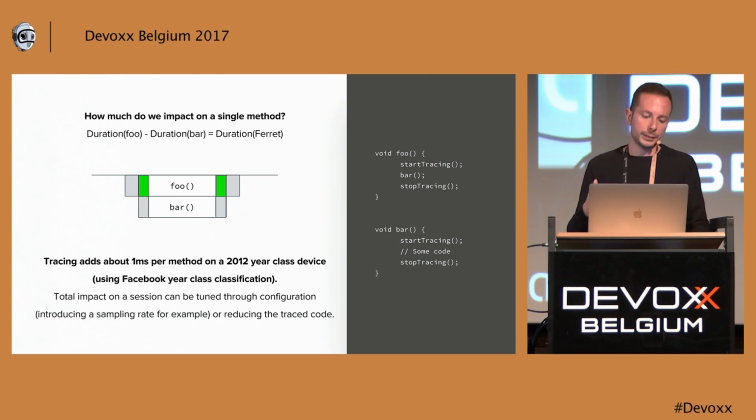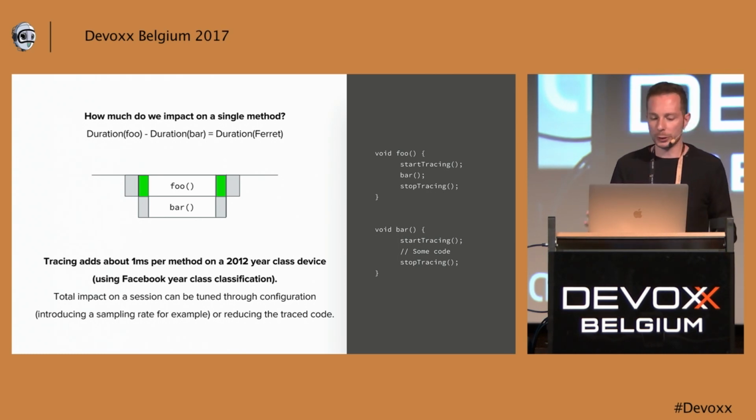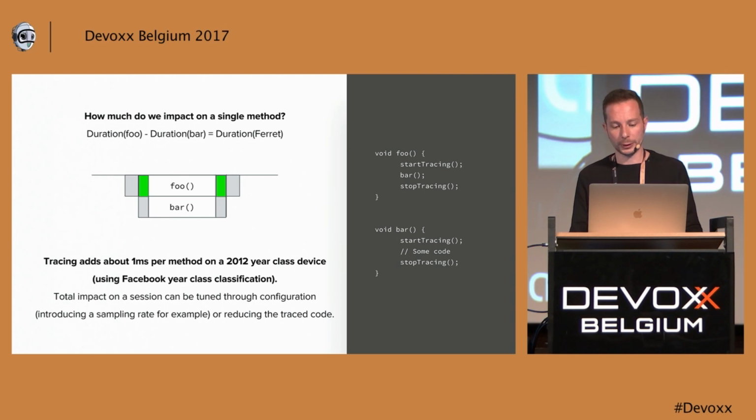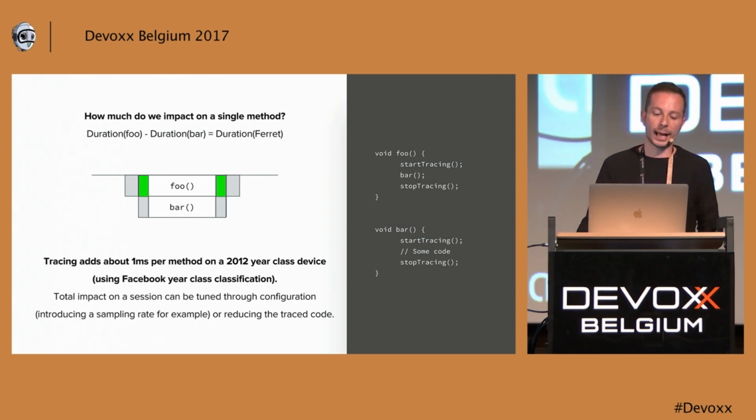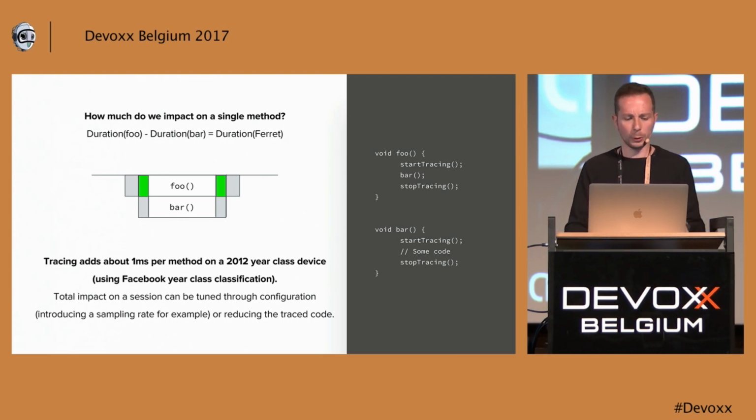And so this calculation showed that the tracing takes about 1 millisecond per method on a 2012 year class device. And we use the Facebook year class classification. That means that it's a device that in 2012 was considered a high-end device. So the total impact can also be tuned through the configuration. Let's say that in the same interface I showed before, you put a random and say, I just want to trace one function every 100, every 1,000, every 10,000, for example.